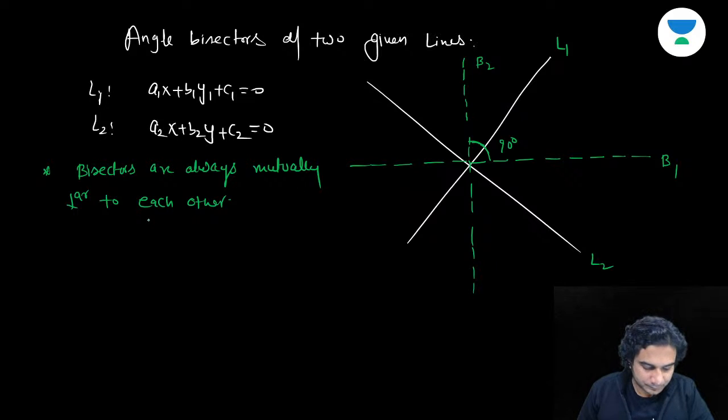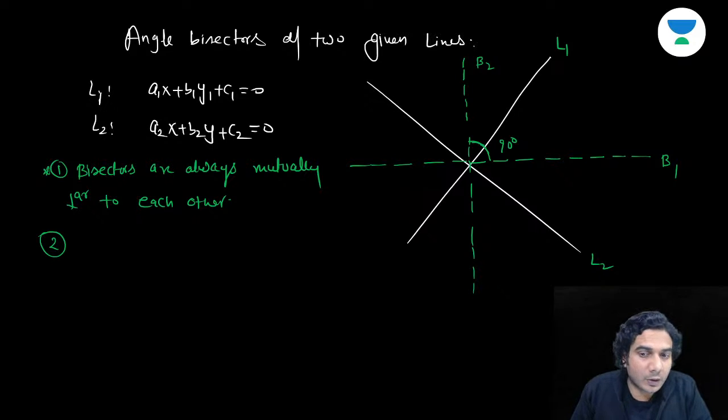Is this point okay? Now the second point is, if lines L1 and L2 are not mutually perpendicular, then one of the bisectors will be the acute angle bisector and the other will be the obtuse angle bisector. So first of all we are finding the equation of both the bisectors, and then we will try to differentiate which equation is the bisector of the acute angle and which one is the bisector of the obtuse angle.